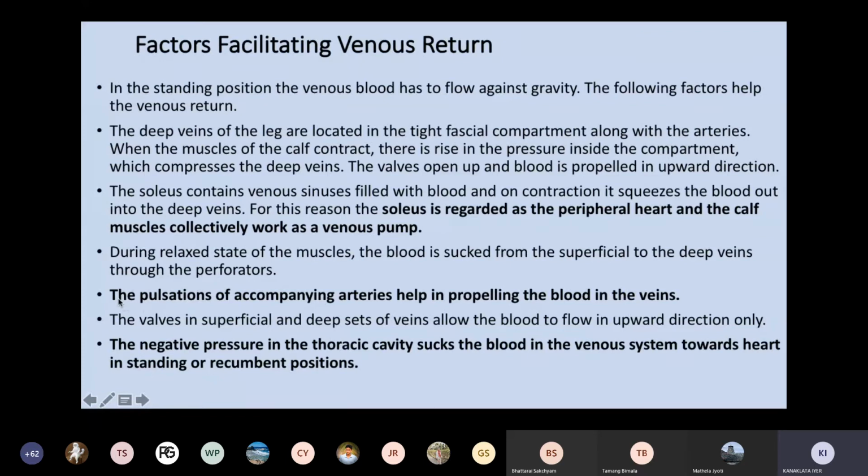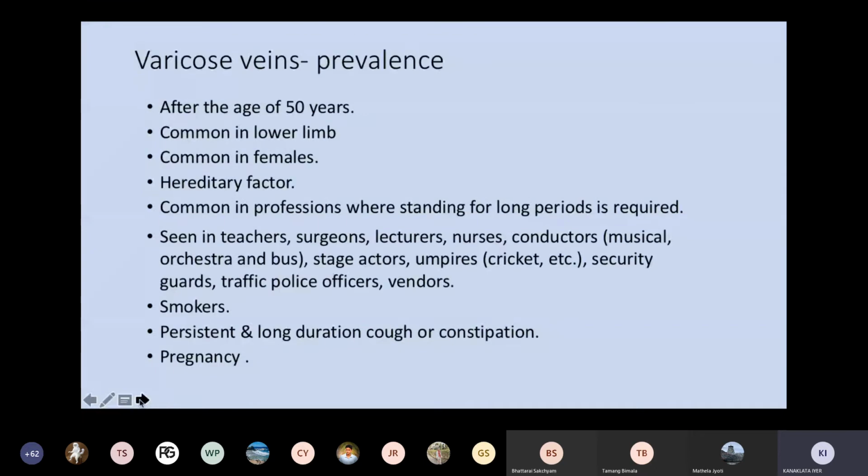What is new is that the pulsations of the accompanying arteries help in propelling the blood. We said that the superficial veins drain into deep veins, and the deep veins are accompanied by the arteries. So the arteries have pulsations, and along with that, they help in propelling the blood upwards. And there is a negative pressure in the thoracic cavity, which happens during respiration. So at that time also the venous blood is sucked in, either in the standing or in the recumbent, meaning lying down, position.